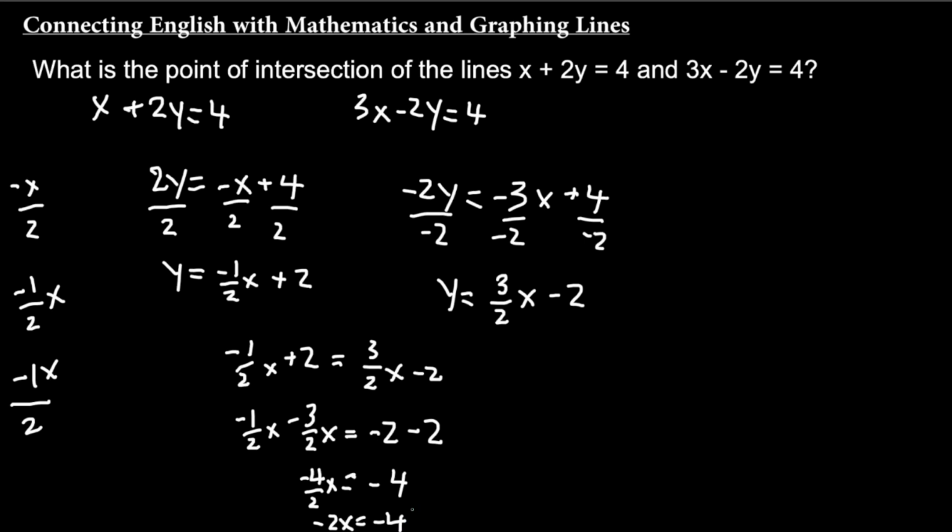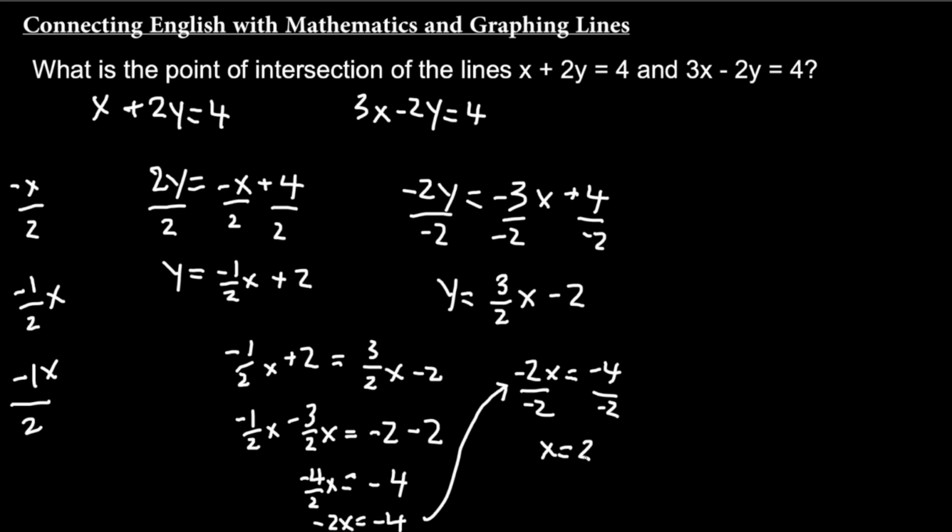I'm going to continue on this side over here. So we'll need to divide negative 2x equals negative 4. Divide by negative 2. Divide by negative 2. X equals negative 4 divided by negative 2 gives us 2. Great. So now we have the x value of the point of intersection.